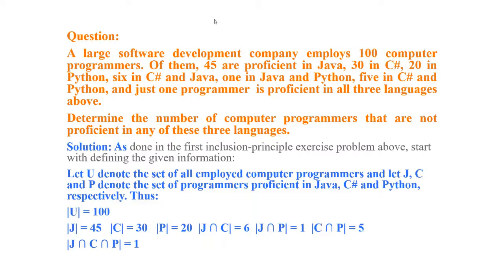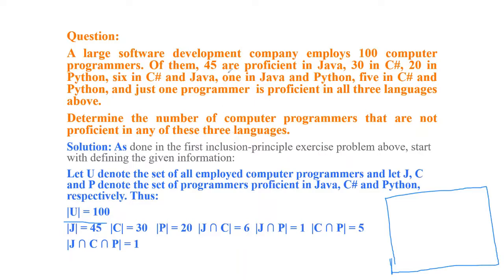So for this example, first of all, what is the given data? In the given data, what is the universal set here? Whatever this rectangle is, the value of this rectangle is 100. The number of employees for that company is 100. So U equals 100.